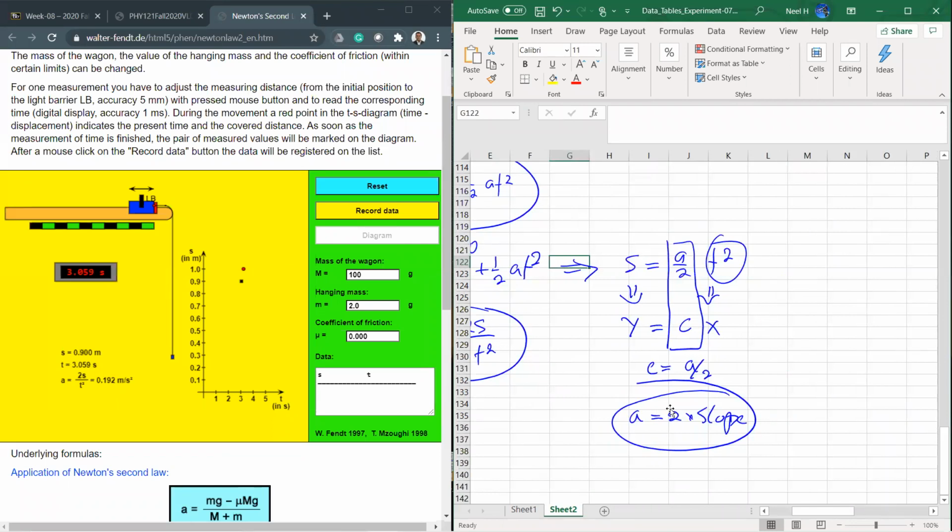To make that graph, I need x to be t square, right? So we're going to make the graph with x as t square, seconds to the power 2, and y as the displacement in meters. Then you will get a linear graph. The slope of the graph can be used to find the acceleration. That's the plan, okay?